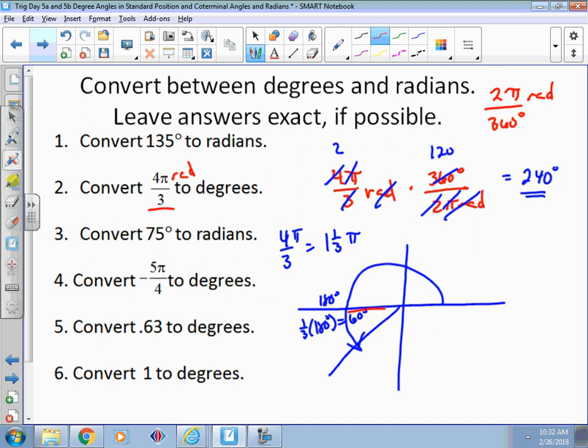Notice here your reference angle would be this 60 degrees. Just saying, okay? Or your reference angle in radians would have been 1/3 of a pi, because here would have been 1 pi and I needed a third more. So this would be 1/3 pi radians for that reference angle here. Just something to think about.